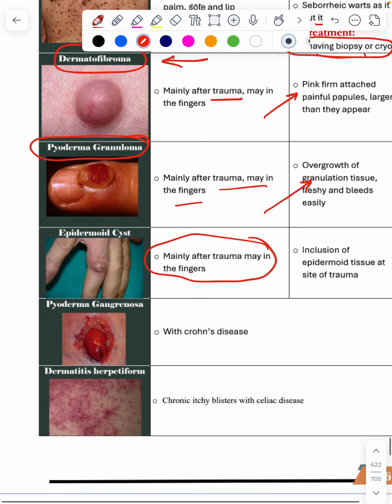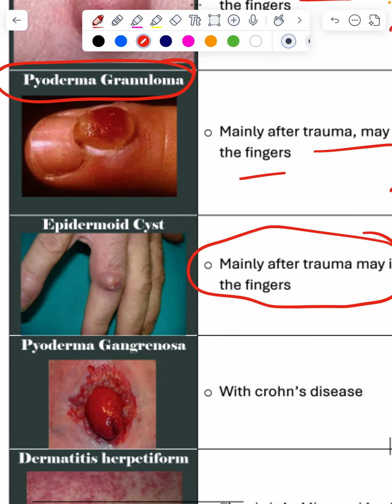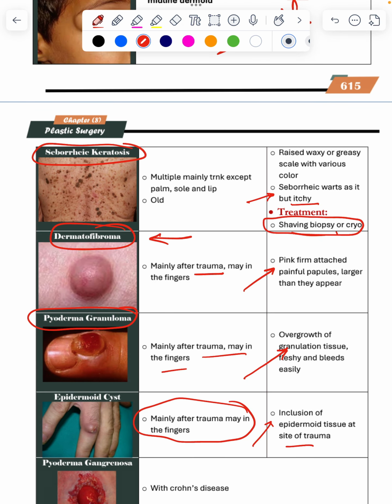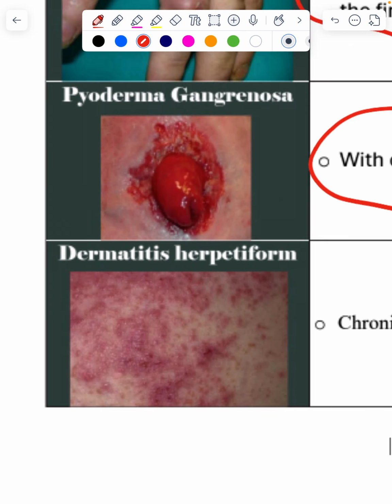The two are different. Epidermoid inclusion: epidermis at the site of trauma. Something has got inside. There is injury, and there is trauma. Larger than appearance. Itchy blisters with celiac disease: dermatitis herpetiformis. This is Crohn's, pyoderma gangrenosum with Crohn's disease. You get surrounding.